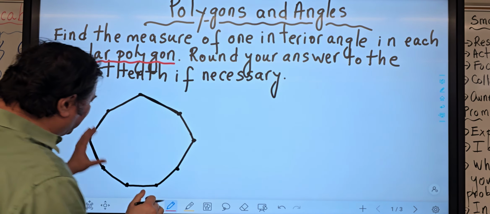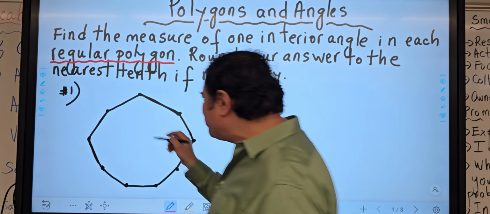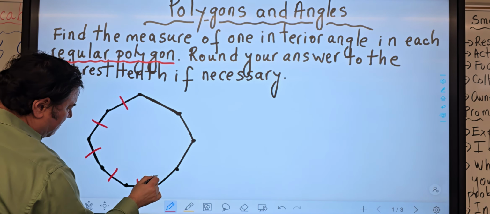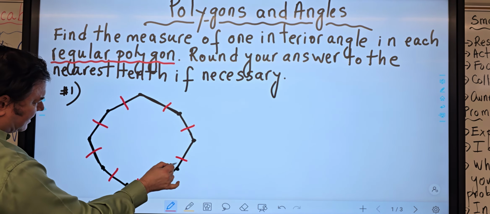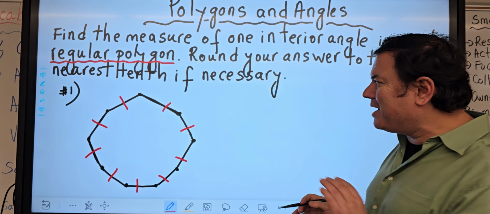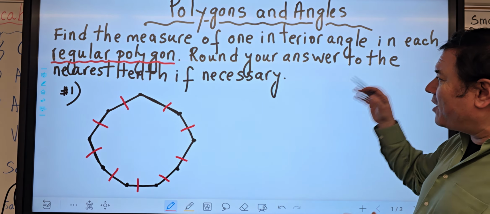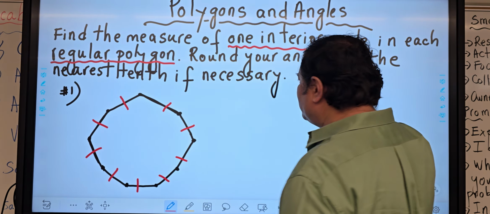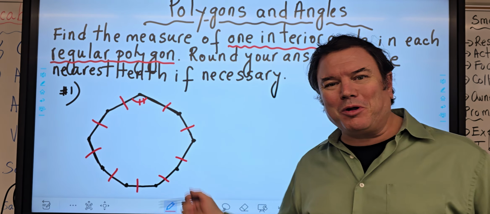It's kind of hard to draw a polygon with 9 sides that are the same. I did my best, but just think about this as all of these sides being the same. And we have 9 sides: 1, 2, 3, 4, 5, 6, 7, 8, 9. We have 9 sides in this polygon, and they're all the same. And the question is, we need to find the measure of one interior angle. That means we are going to find the measure of each of these interior angles in this polygon.